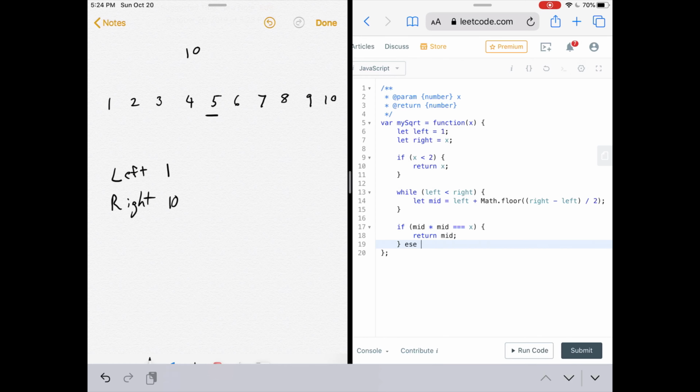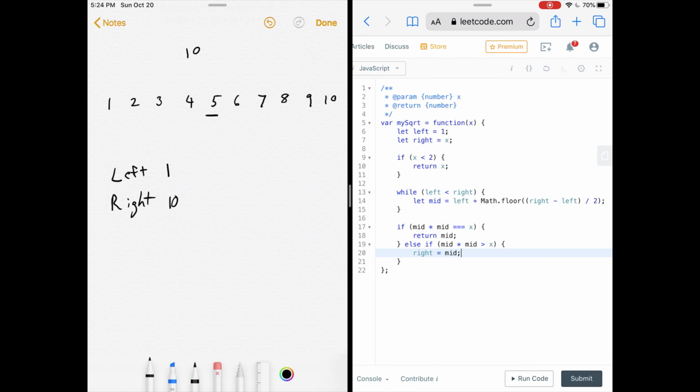We say else if mid times mid is greater than x, which is the case for this, we eliminate the right half of our data set. So we make right equal to mid. And that'll look like this. Right now is going to be 5, which effectively eliminates this half of the data set. Oops, I just realized that these should be inside of the while loop.